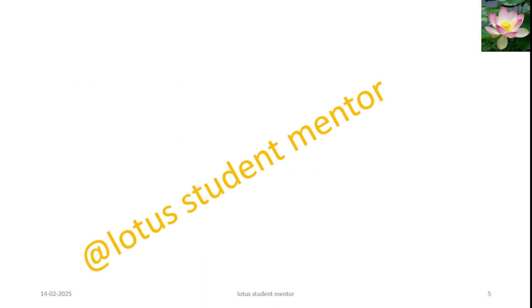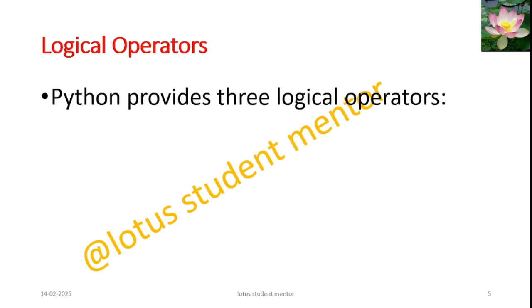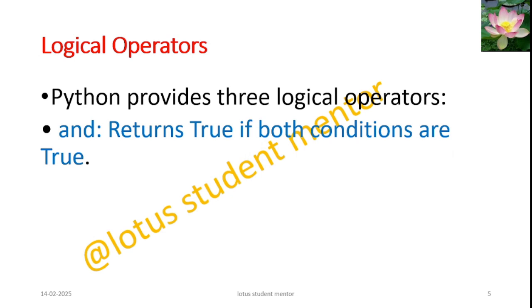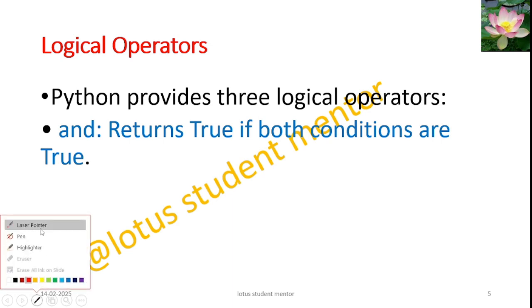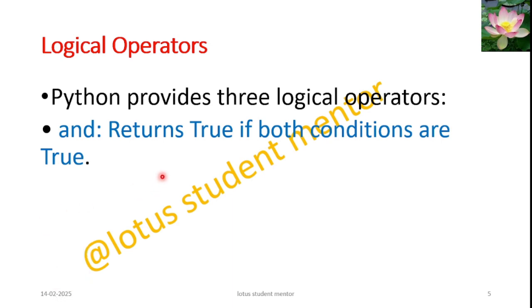Now coming to the category of logical operators, Python provides three logical operators. The first operator is AND. It becomes true if both the conditions are true. In the case of the AND operation, if you consider the truth table, when condition 1 is true and condition 2 is true, only then does the output become true. If any one of the conditions is not true, it becomes false.